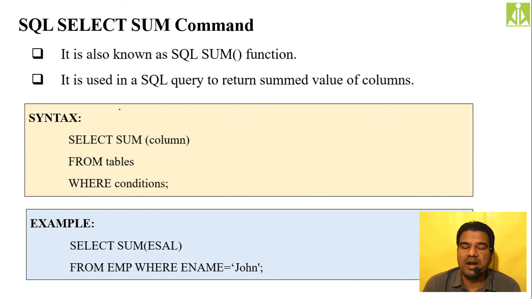So this sum command, what it will do, it will simply add all numerical values present inside a particular column. Only numerical values you can add. Okay, we will also see what happens when we add string values. That also we will see.